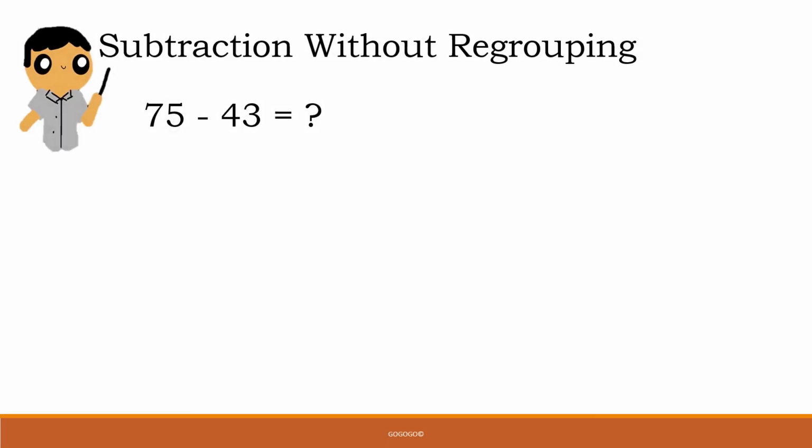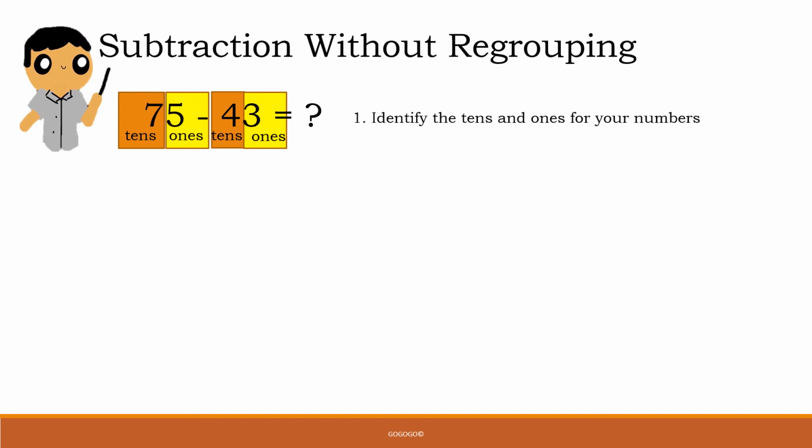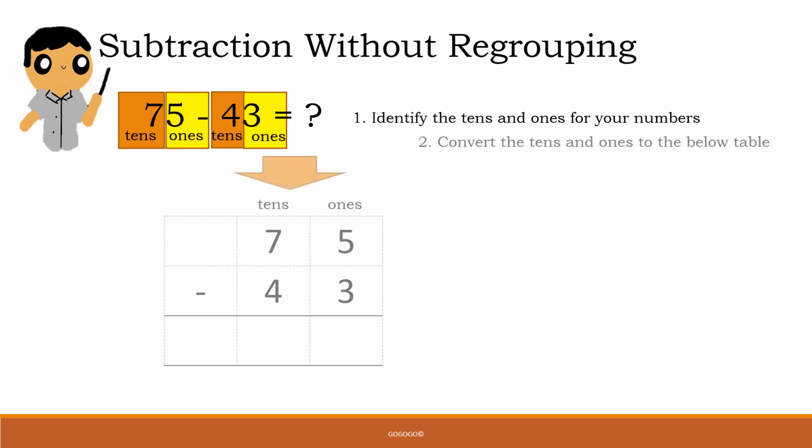Let us do another example for the subtraction without regrouping. This time with the example of 75 minus 43. First, you will identify the tens and the ones. The tens are highlighted in orange boxes, and the ones in yellow boxes. Next, put the tens and ones respectively into the table below.